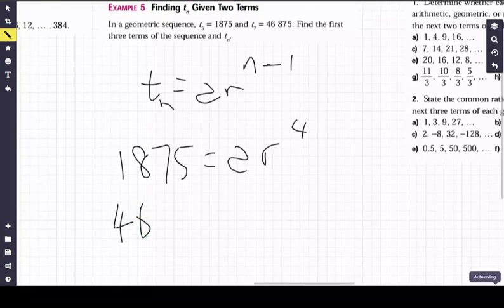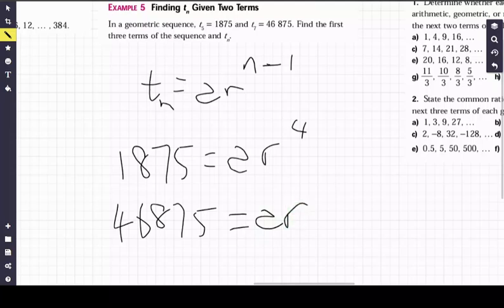We're going to do the same thing for that. So 46,875. That's the seventh term. We still don't know A or R, but we do know 7 minus 1 is 6. Right? So now, how do we solve this?